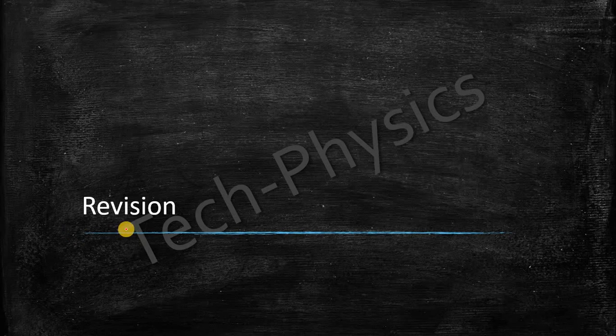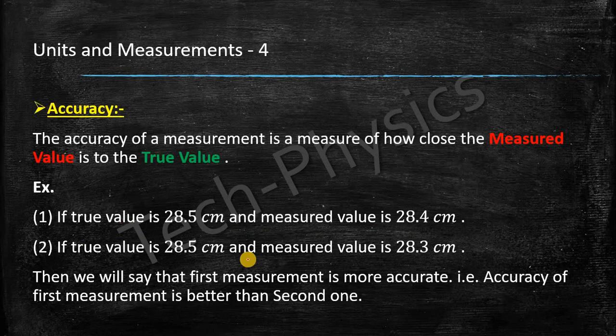So let us take a small revision of whatever we have done till now. Accuracy. The accuracy of a measurement is a measure of how close the measured value is to the true value. For example, if true value is 28.5 centimeter and measured value is 28.4 centimeter in first case, and in second case, the true value is 28.5 centimeter and measured value is 28.3 centimeter. So we can say that the first measurement is more accurate than the second one, that is, accuracy of the first measurement is better than the second one.